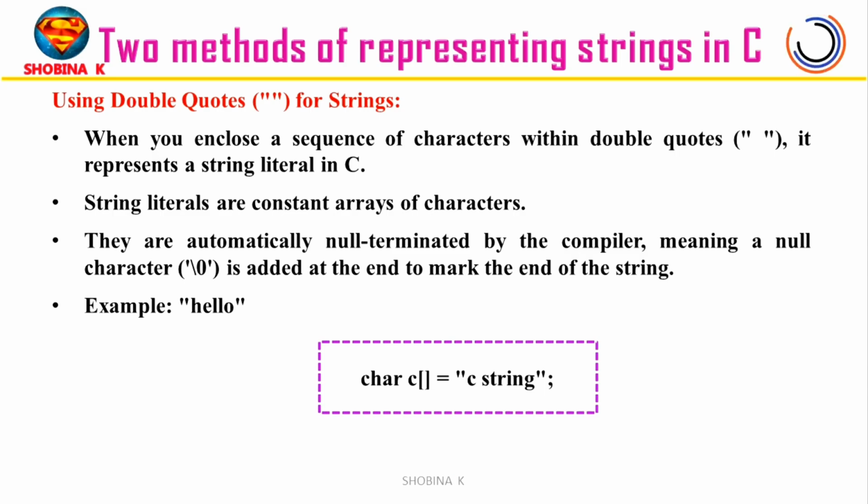So when you initialize a character array with a string enclosed in double quotes, like "C string", the compiler automatically appends a null character, which is \0, at the end of the string. So you don't have to do it yourself. Now look at the syntax.